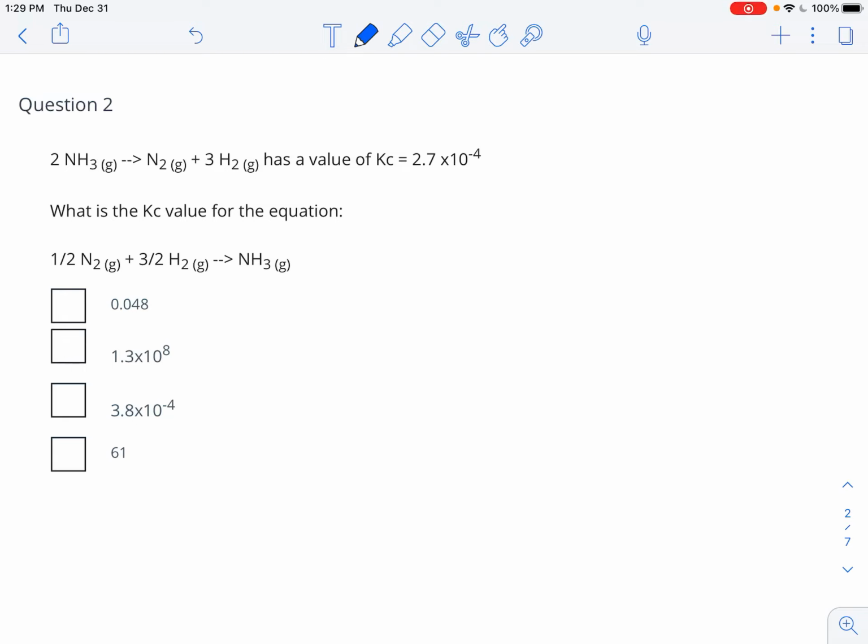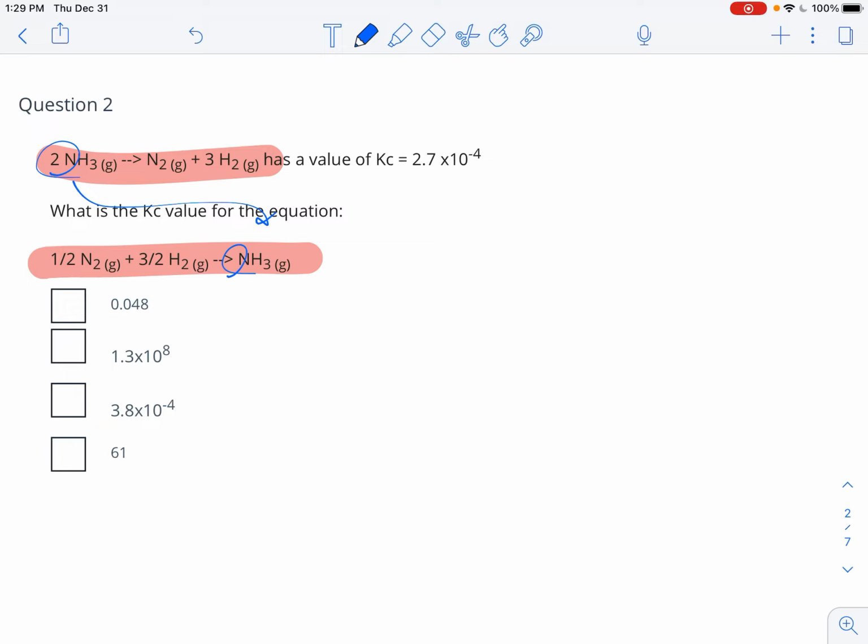For question two, how does the top equation relate to the bottom equation? Well, it looks like it's not only flipped, but it looks like it's cut in half. So again, the stuff that's over here on the reactants ends up on the products side. And then instead of there being two ammonias, there's only one ammonia there. So it looks like it has been flipped and it has been cut in half.